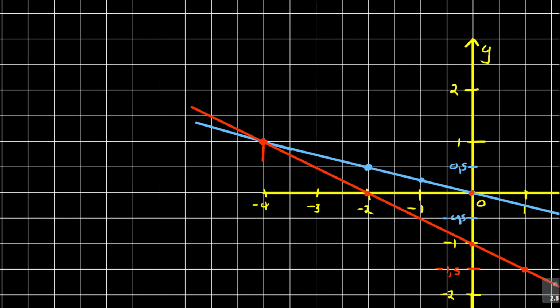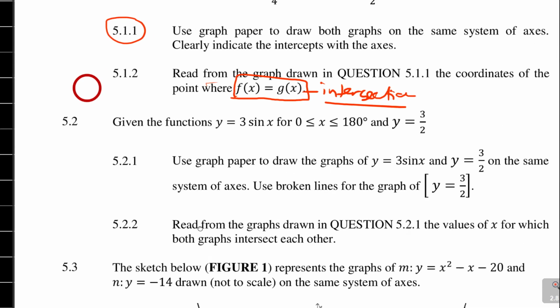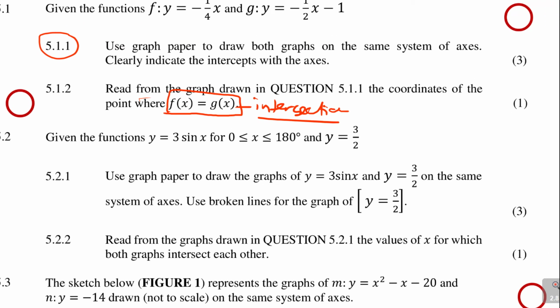If I can look at these and do this, then have my dotted line like this to indicate it. You see, they crossed at what? At minus 4. You are looking for the x value. So that x value is minus 4. So when you write here, when they are saying read from the graph the coordinates, oh, so x is, they want the coordinates. X is minus 4.